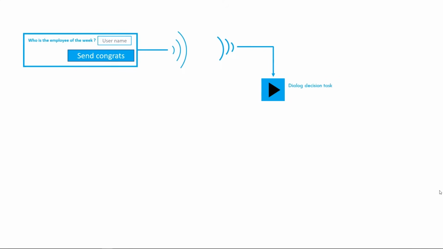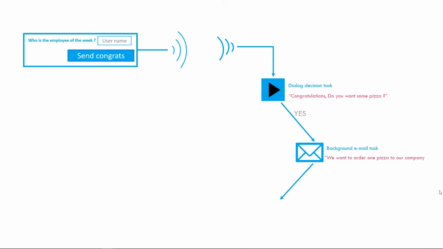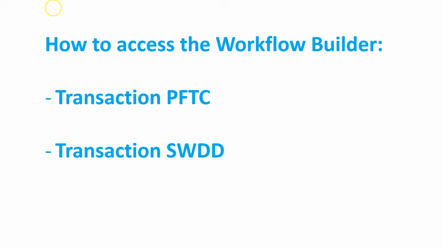That is a decision task in this case. Here we congratulate the employee and offer a pizza. The user can answer in two ways. The first one is yes. After that, a background task to send an email to the pizzeria will be generated and executed. After that, the workflow will be finished. If the user answers no, the email will not be sent and the workflow will be finished as well. Now let's turn to the system and we will try to do this.